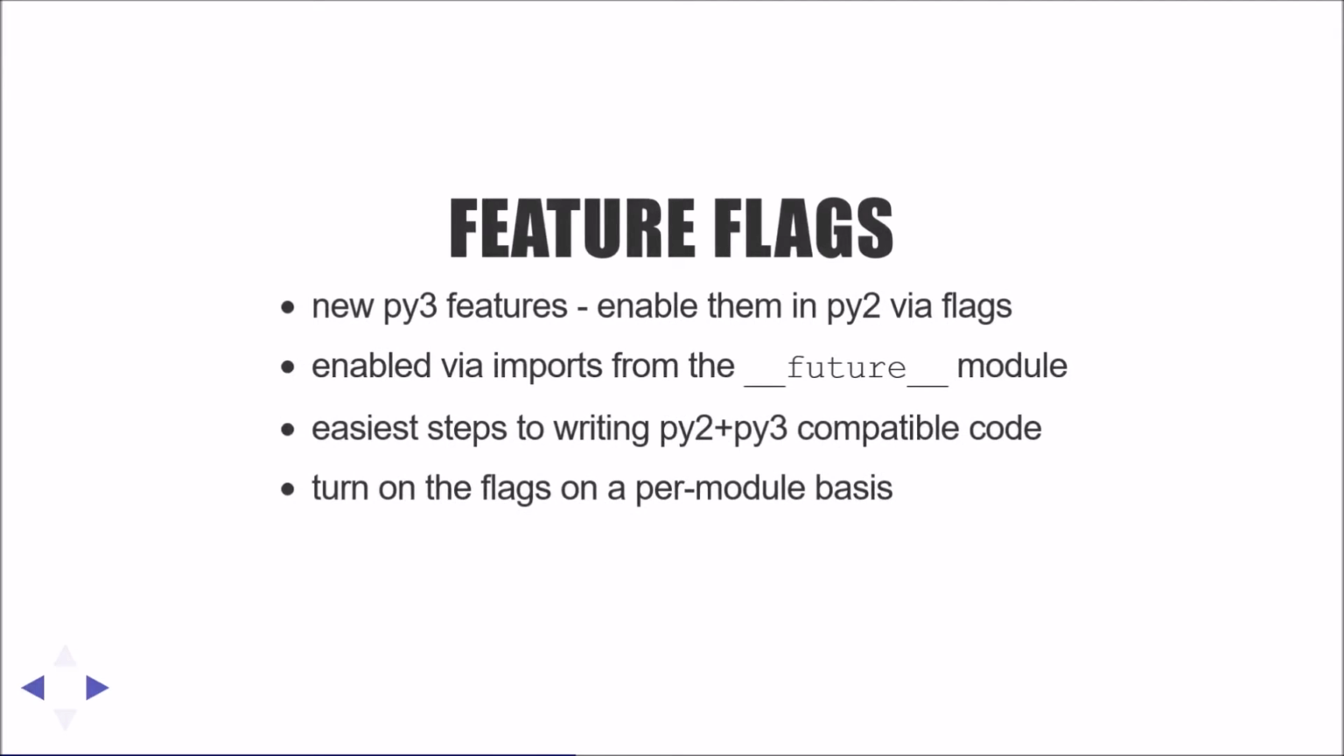Some of the new Python 3 features can be enabled in Python 2 by feature flags. These flags are enabled by magical from __future__ import x imports at the top of a module, where x is the feature flag being enabled. Enabling feature flags is one of the easiest steps you can take to making your code 2 plus 3 compatible. One really nice thing about feature flags is they can be turned on on a per-module basis, such that you can port portions of your code incrementally.